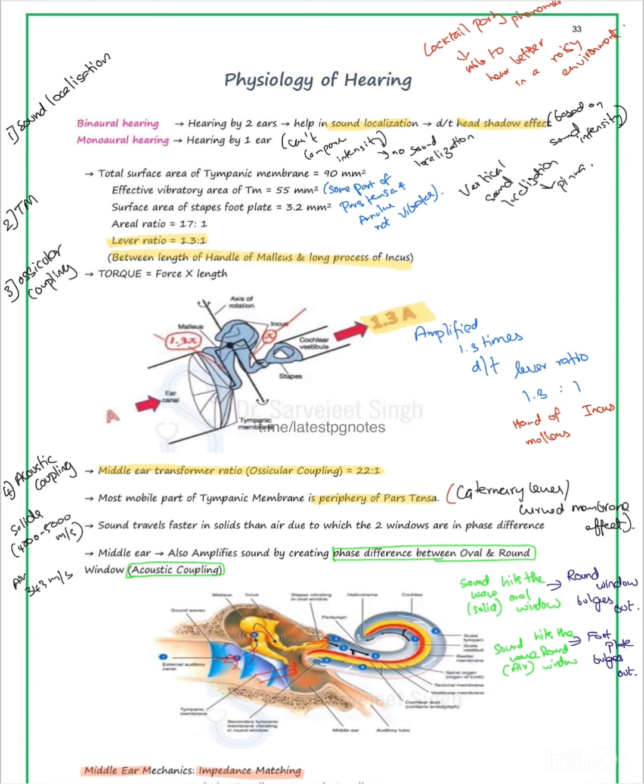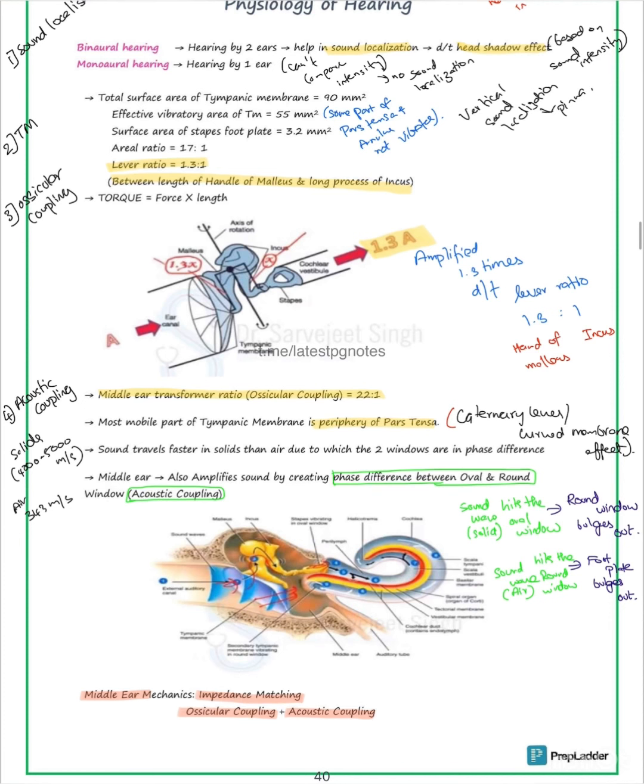Then the lever ratio: when we compare the handle of the malleus with the incus, it is about 1.3 times more. We can keep the incus as 1 and the handle of the malleus as 1.3, so the lever ratio is 1.3 is to 1. This is known as torque, the force and length. There will be more amplification of the sound. So with the help of the middle ear, the amplification is increased by 22 is to 1. Okay guys, the sound will be amplified 22 times.